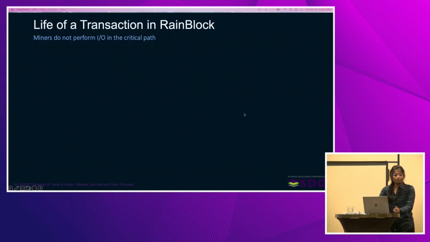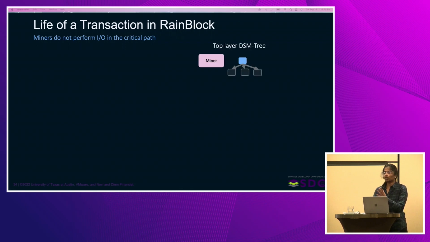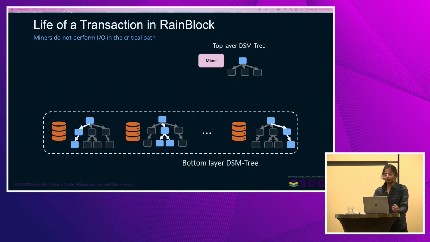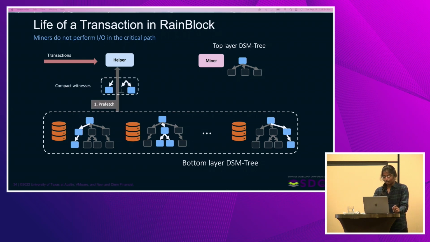Okay, now I will summarize the RainBlock architecture by looking at a life of a transaction in RainBlock. In RainBlock, miners store the top layer of the DSM tree in a private in-memory cache. The bottom layer of the DSM tree is sharded across the memory of multiple nodes. The storage nodes also store the DSM tree in a memory optimized format and only checkpoint it to disk for persistence. The IO helpers pre-execute a transaction to prefetch compact witnesses from the storage nodes.